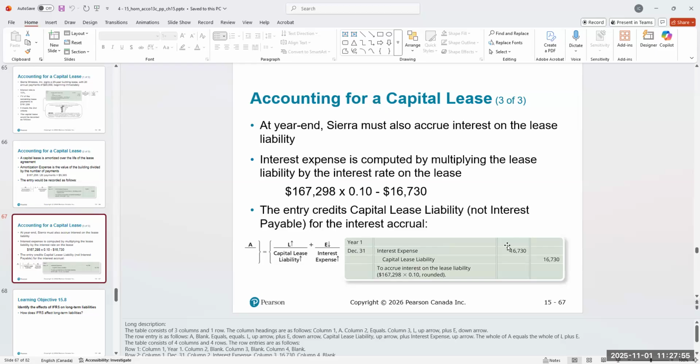Why do we have to show the interest expense? Because this lease is a lease liability. So we owe $167,098 every year, the first year. Over the year, we owe 10% interest, so we have to show the interest expense. Let me show you quickly on the Excel spreadsheet how this is going to work.